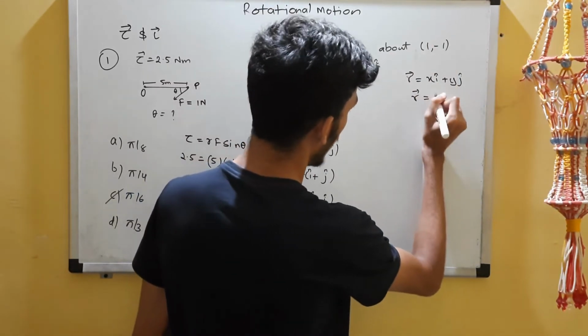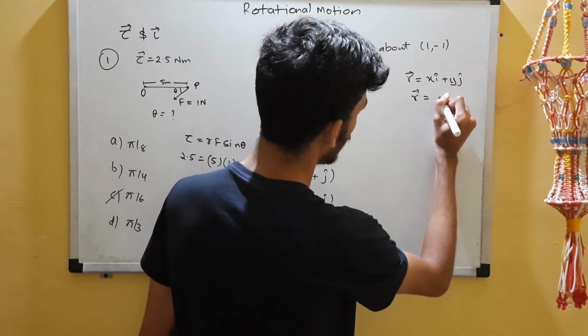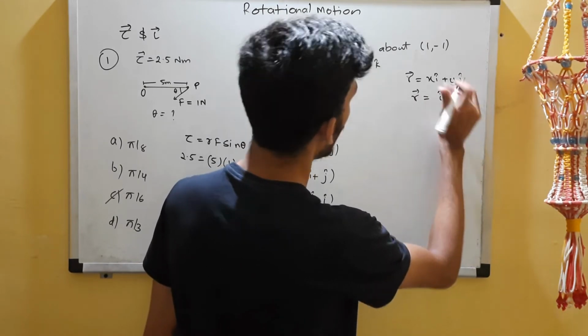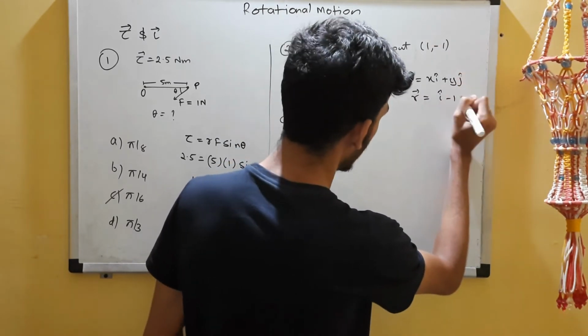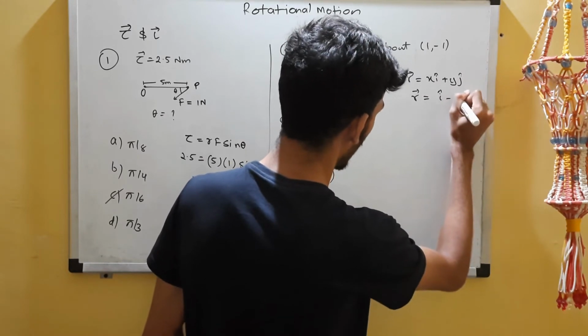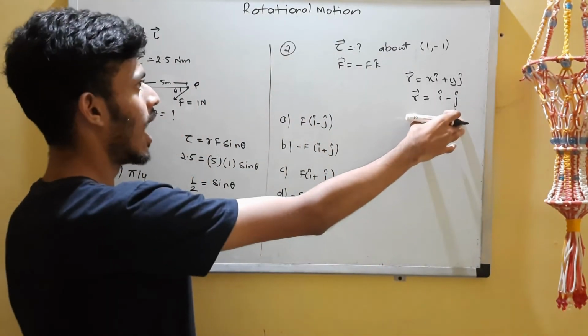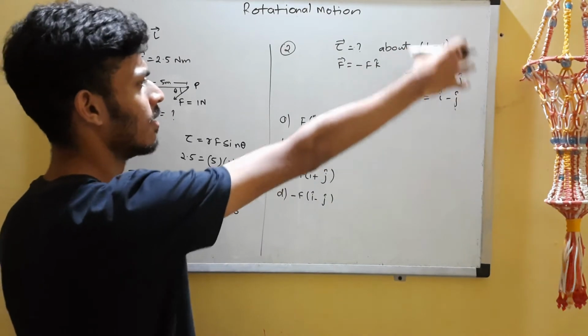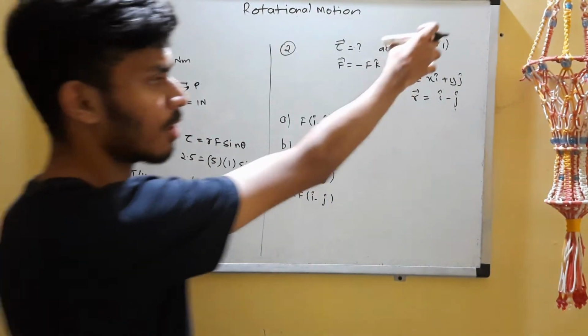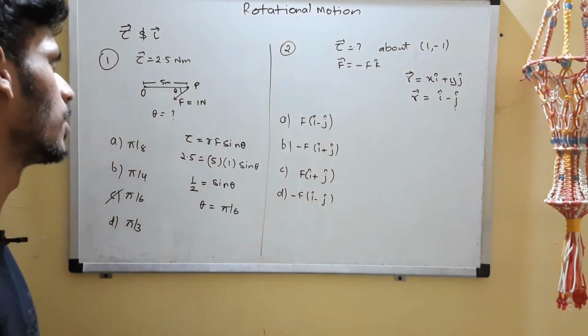Okay, so x is the x coordinate 1, so 1 i cap, and y is minus 1, so minus 1 j cap. So minus j cap basically. Okay, so we get the r vector over here. So this is how you find a vector from the coordinates, the position vector from the coordinates.